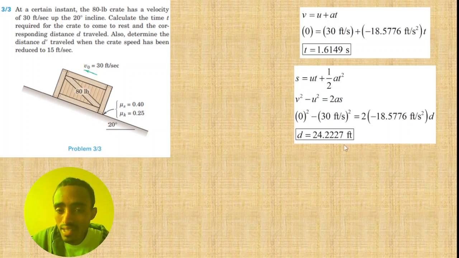We can substitute the given values here and we get the distance, which is 24.22 feet. It is your final answer. It is a very easy problem.